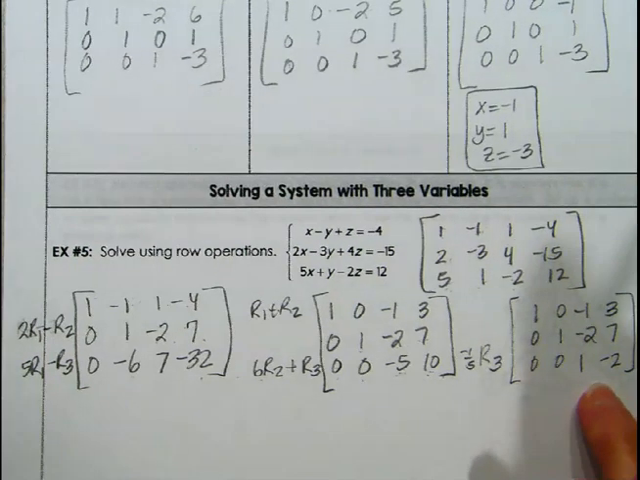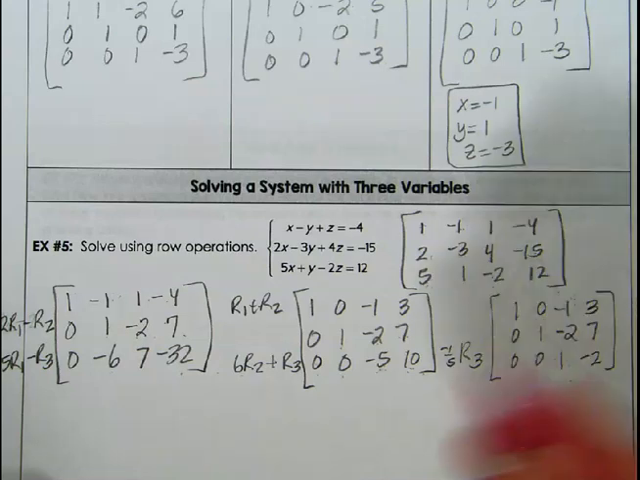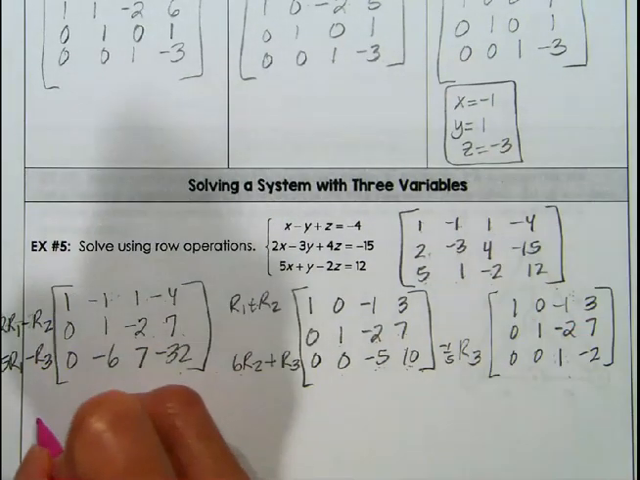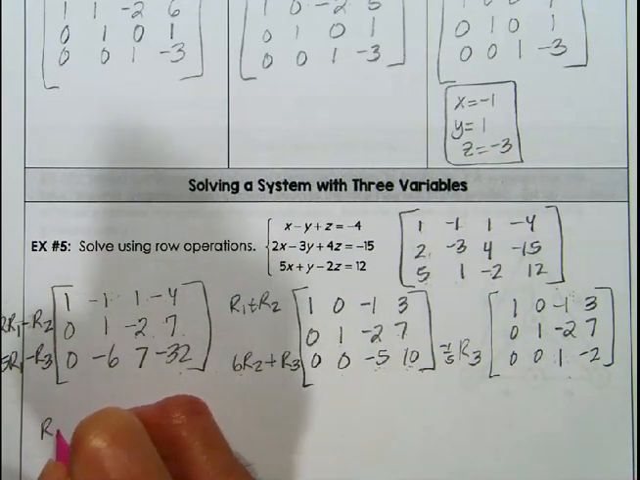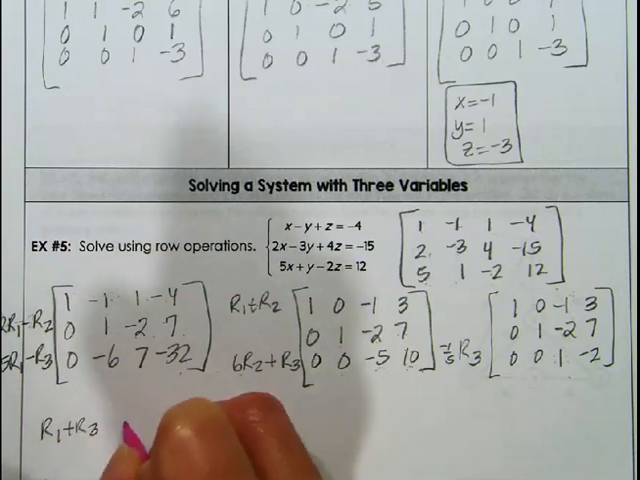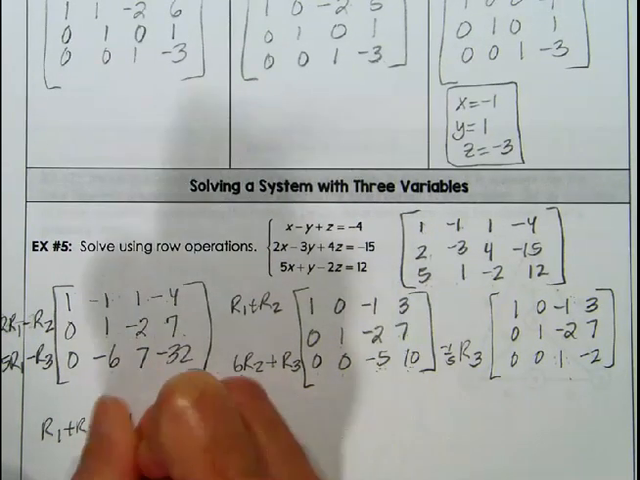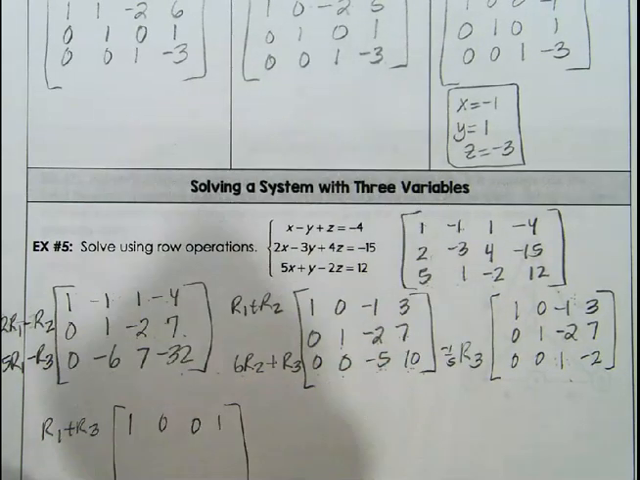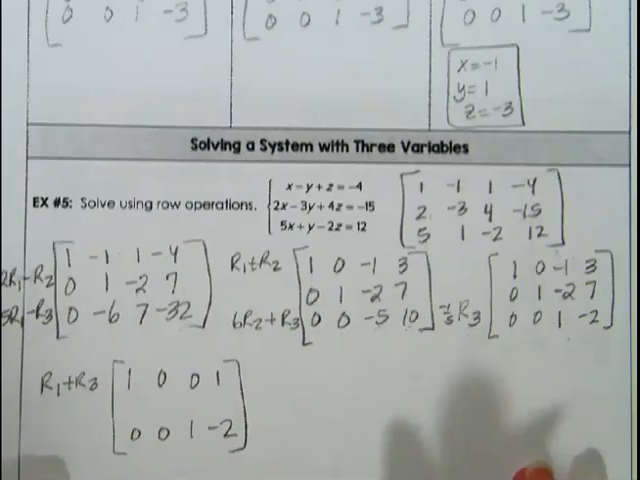Okay, so now that I've got the 1 right there, now I'm going to use this to do these two. So I know I can add these two together, and it'll get rid of this one, and not change these, which is what I need. So I'm going to add row 1 plus row 3, which gives me 1, 0, 0, 1. The bottom one's already fixed, so that's what I need.